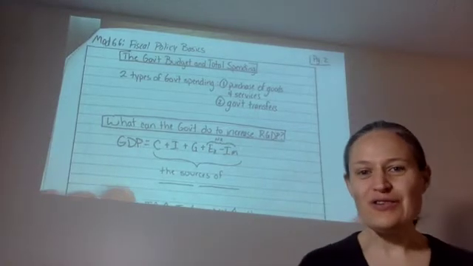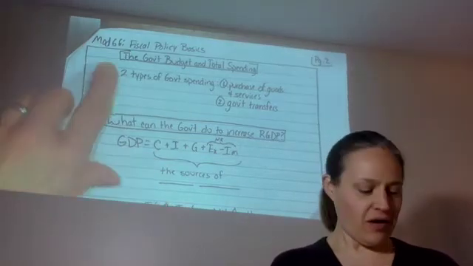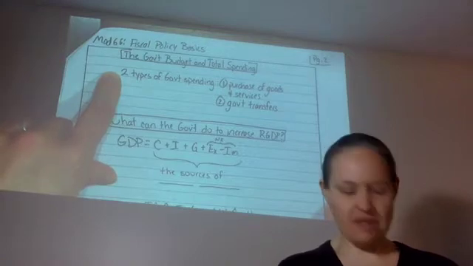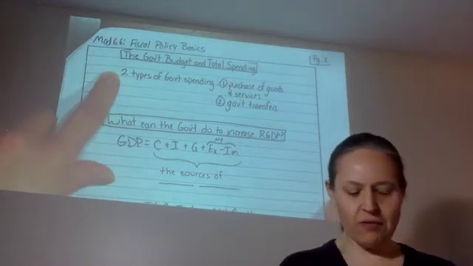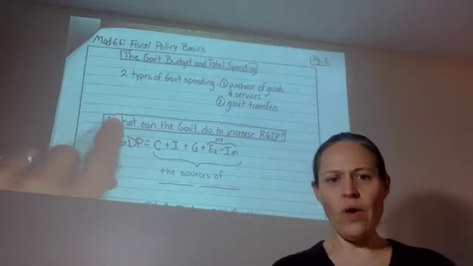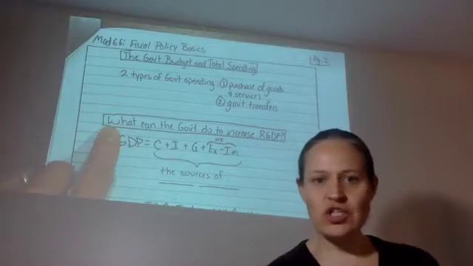Welcome back to part 2 of Module 66, Fiscal Policy Basics. The government budget and total spending. So we know that there are two types of government spending, government purchases and government transfers. Well, what can the government do to increase real GDP?